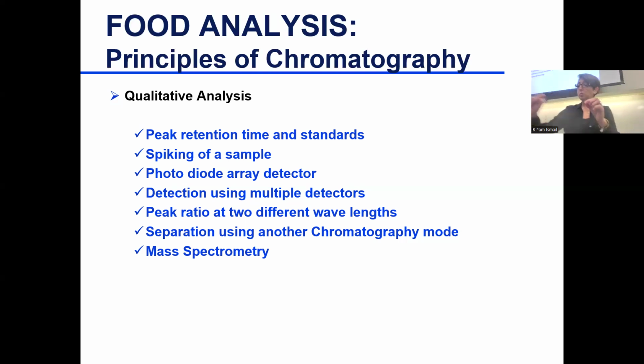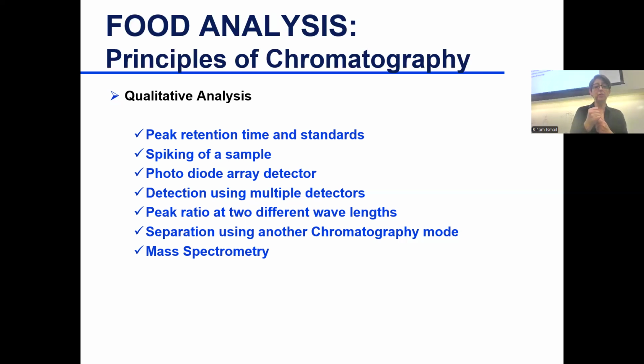Sometimes we put multiple detectors in a row. Like it happens a lot with GC, for example, and LC. So you have the first detector, let's say it's a GC FID, flame ionization detector, and then you put an MS. So you enhance detection sensitivity and selectivity.